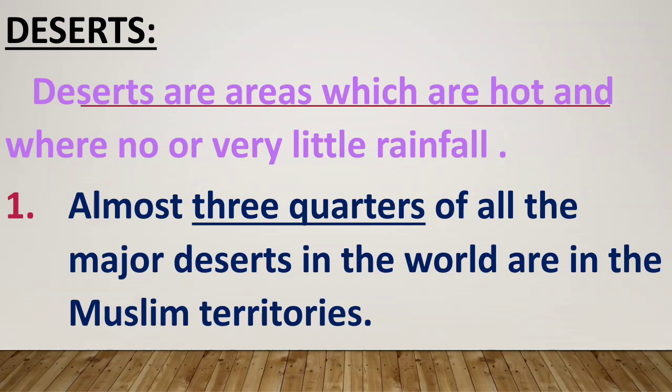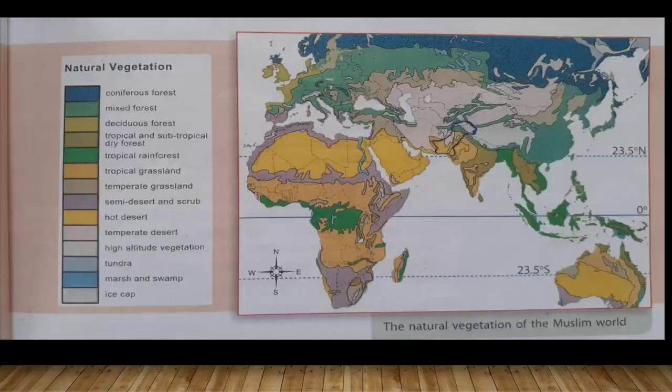one by one. If you open your book, then you will come to know that the first climatic region in the Muslim world is that of desert. And you must know that deserts are defined as areas which are hot and where there is no or very little rainfall. So it means that hot and dry areas are called deserts, and hot and dry means maybe for too many years there is no rainfall, so these areas become deserts. Almost 3/4 of all the major deserts in the world are in the Muslim world. So that's why, if you remember, in the last lecture I told you that more than half of the Muslim world is hot desert.